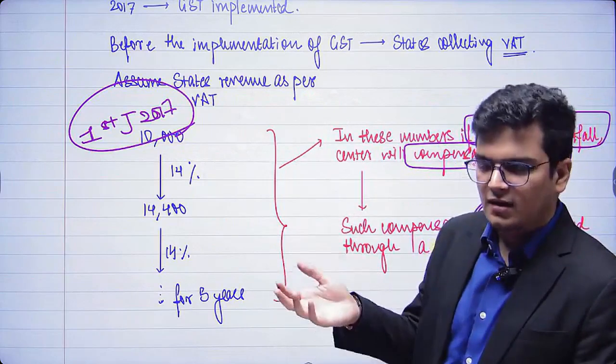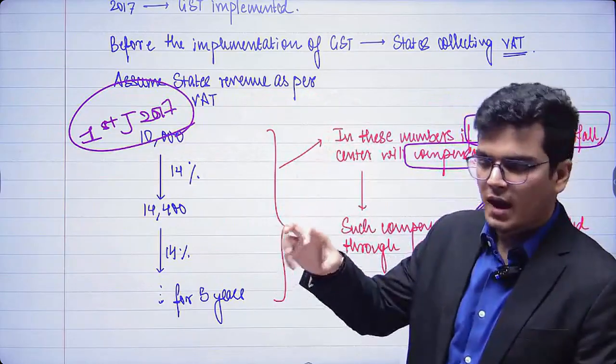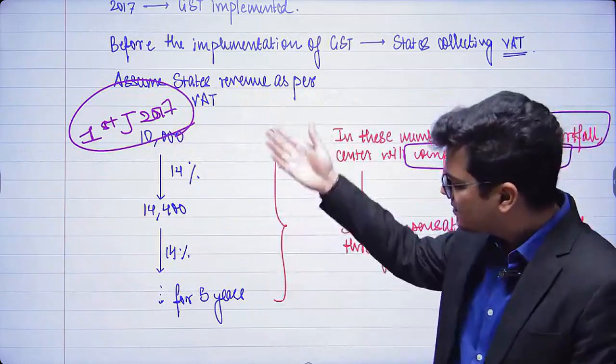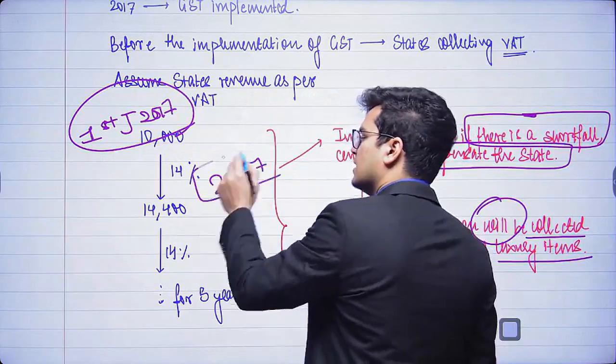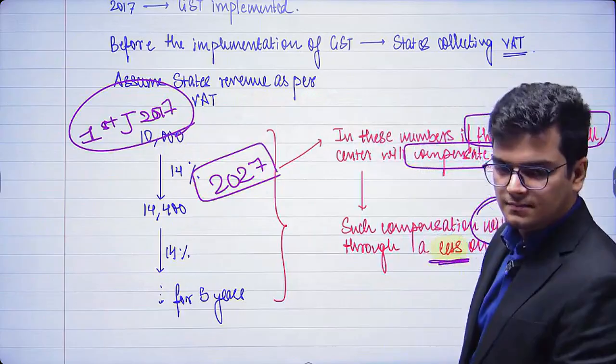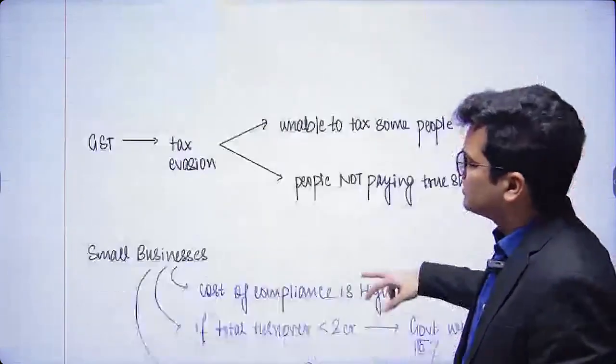So then what was done? For that time of COVID, the center borrowed and gave to states, and then this scheme was extended till 2027. The scheme was extended for 5 years. Now, this is the GST compensation cess.